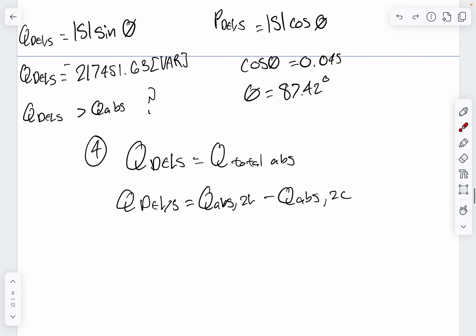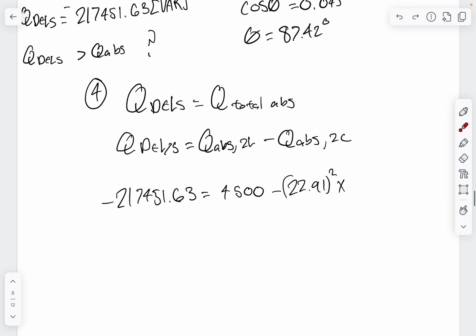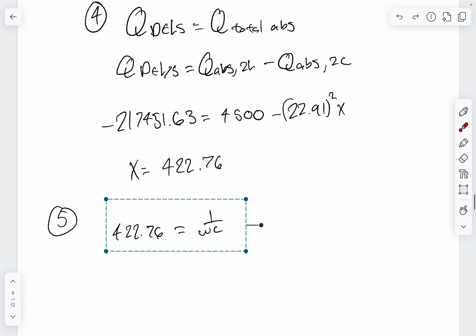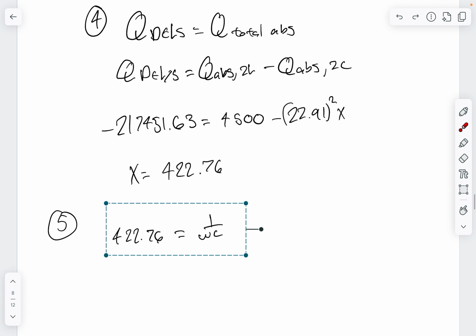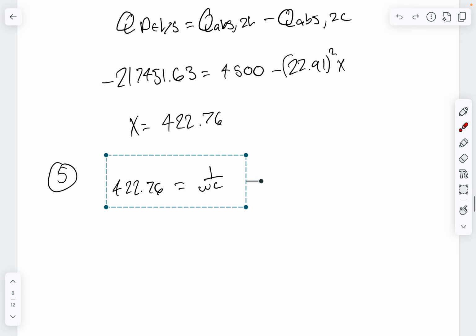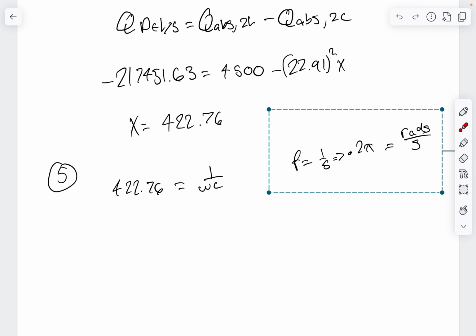Perfect. Now from there we can just proceed. We plug in the values I already have. We have the equation, and this is the current RMS. From here we just solve for x. We get that x is 422.76, and then from here we're on our last step, which is step 5. We know that x is equal to 1 over omega C, and from there we just solve for C.